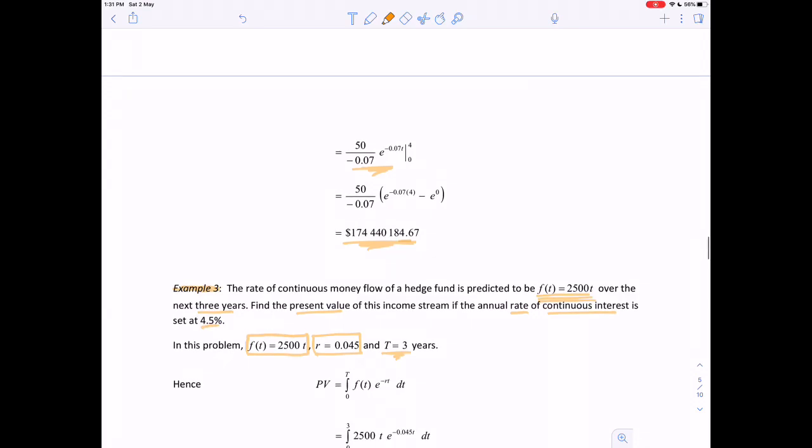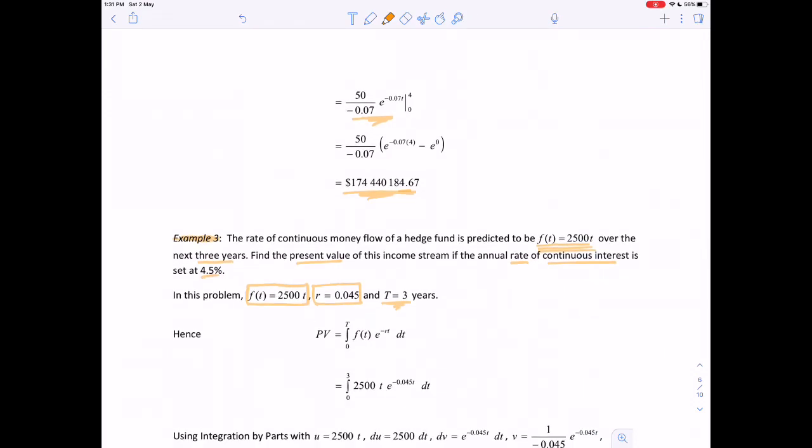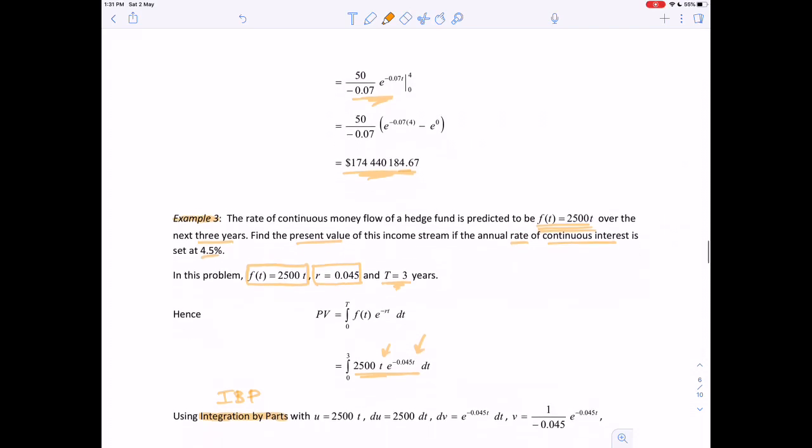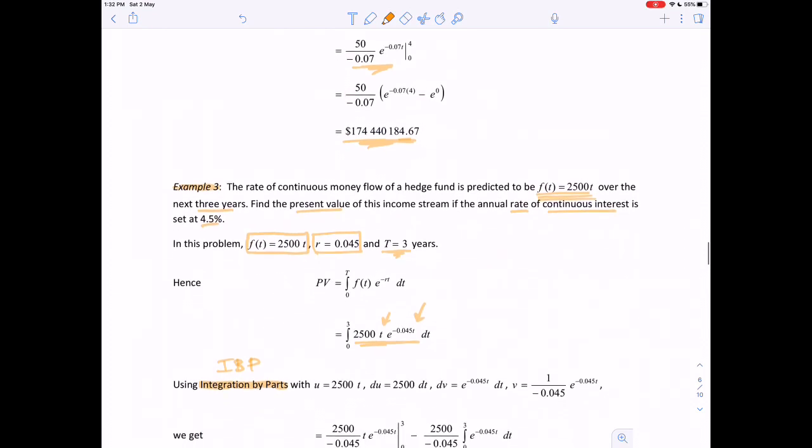The same formula for present value, but now, oops, take a look at this. We have t times e to the minus 0.045t, which means that we are going to need integration by parts, IBP, to evaluate this. So the integral that comes out is not always just a simple u-sub. You may have to do something a little bit more complicated.